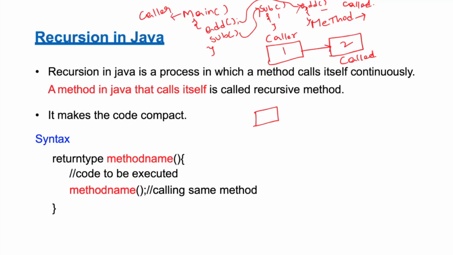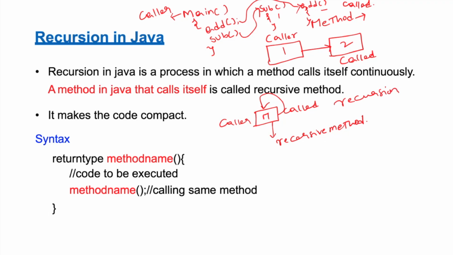For example, the caller and the called method are both the same. A method M is calling itself again and again. This process is known as recursion, and this type of method is known as a recursive method. The process of a method calling itself is known as recursion. Hope you understand clearly what recursion is.